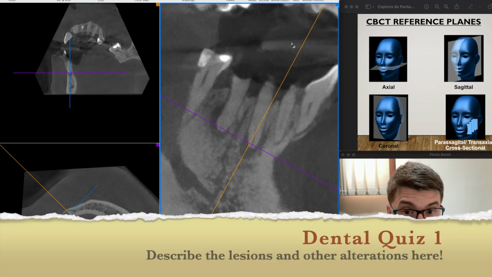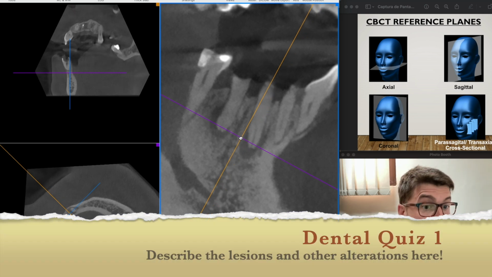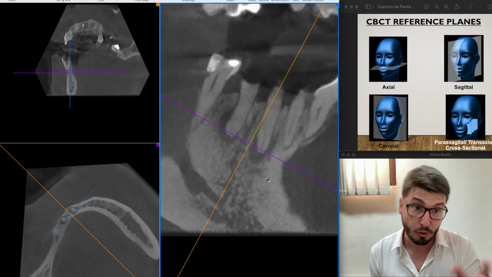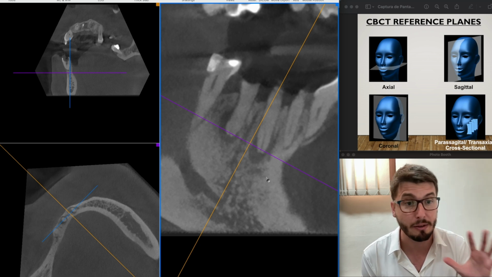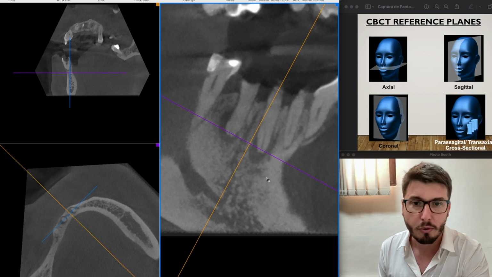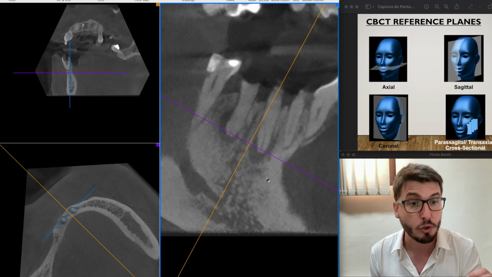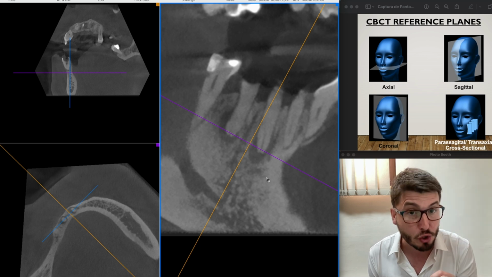Quiz for you guys, and I would like to see the answers in the comments, okay? It's good for you guys to train, so don't feel afraid to commit mistakes. We are here training, okay? We are here as a group training. So what is the differential diagnosis list for those two lesions that you guys are seeing?